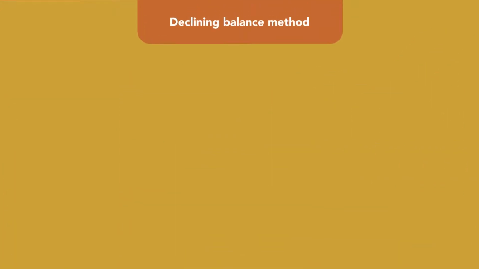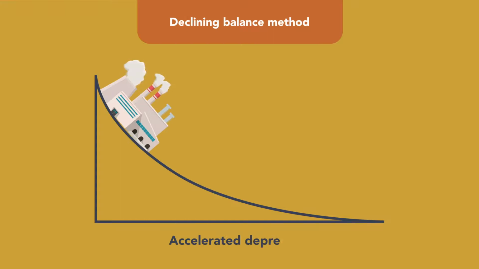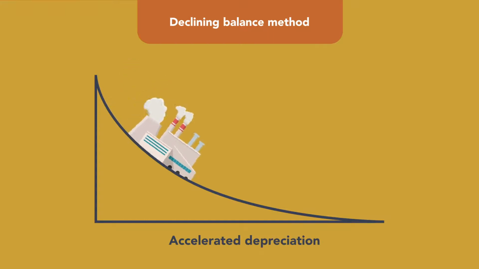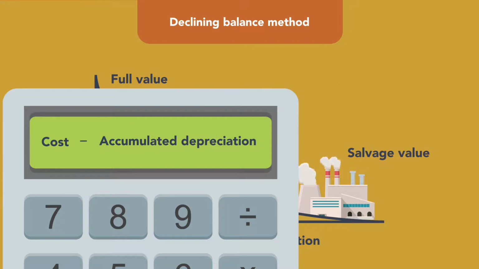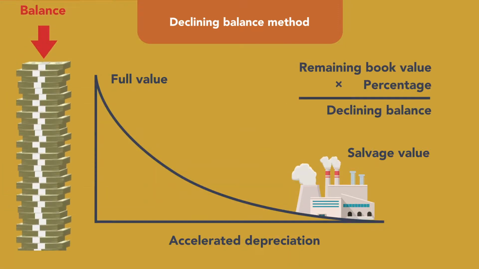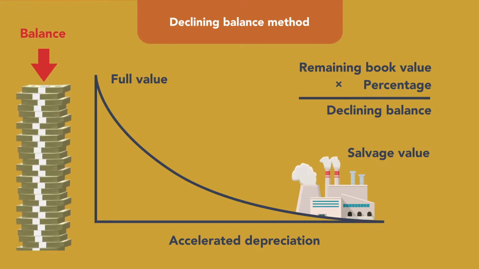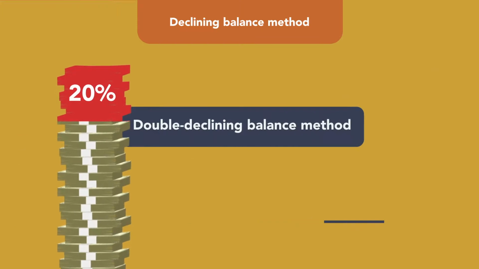The third depreciation method is the declining balance method, which is also an accelerated depreciation method. With this method, the asset is depreciated from its full value down to its salvage value. The company multiplies the remaining book value of the asset, which is its cost minus any accumulated depreciation, by a predetermined percentage. The balance will, over time, decline, hence the name declining balance method. Frequently, the percentage used is 20%, which is called the double declining balance method.